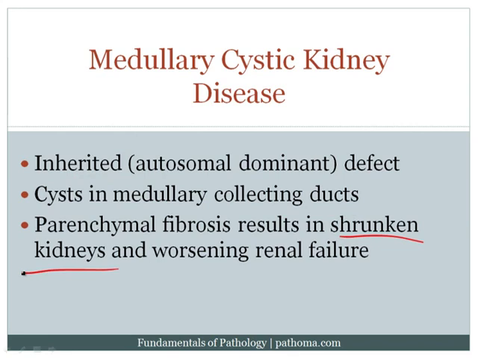Now remember that in polycystic kidney disease, whether it be adult form or juvenile form, the kidneys will be enlarged. However, in medullary cystic kidney disease, the kidneys are shrunken and the patients will present with worsening renal failure. So again, shrunken kidneys with cysts in the medulla of the kidney. And that concludes our congenital section.